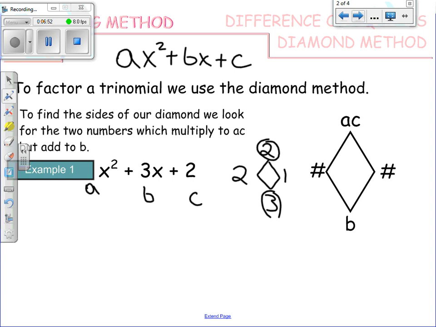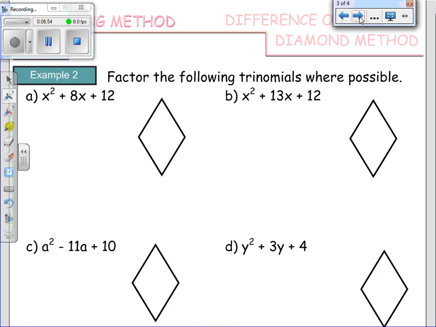Okay, now we're going to do one step further. We're going to fully factor them. The first step is to solve your diamond. What goes on top of the diamond? A times C. And what is A times C? It's just 1, so pretend there's a 1 there. It's 1 times 12. So on the top is 12, and what's the bottom of the diamond equal to? 8.